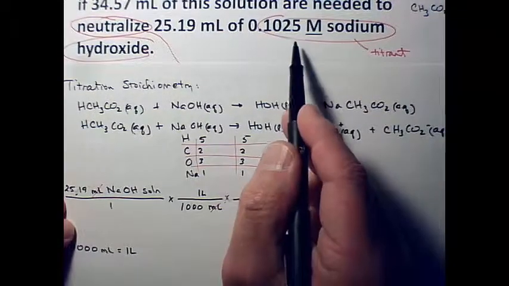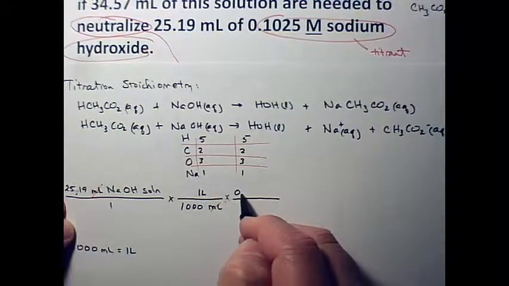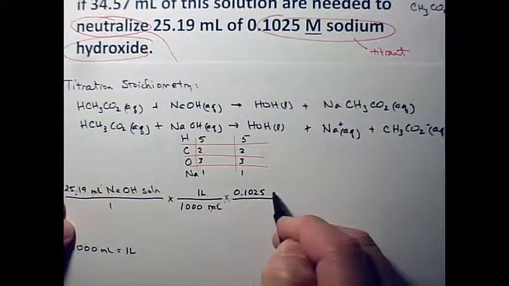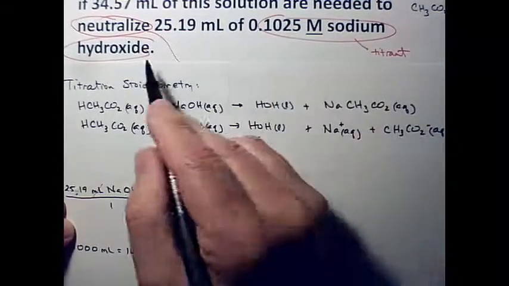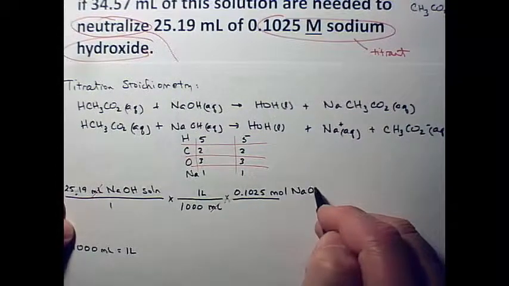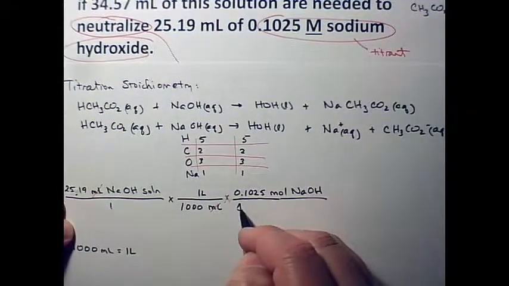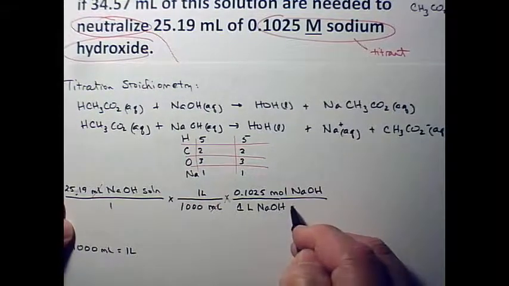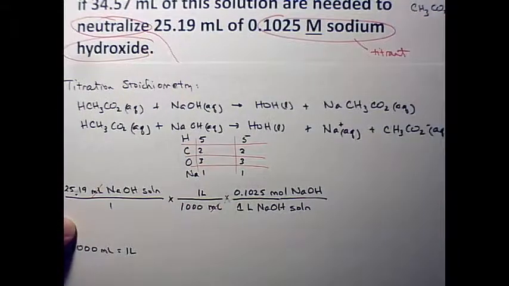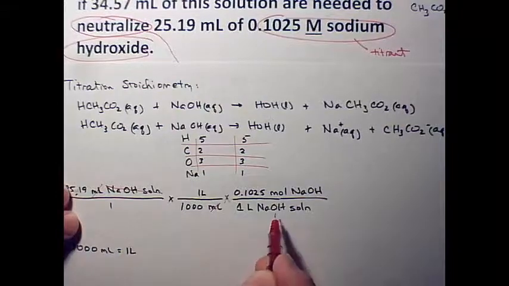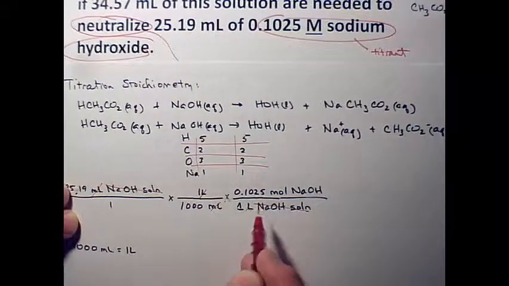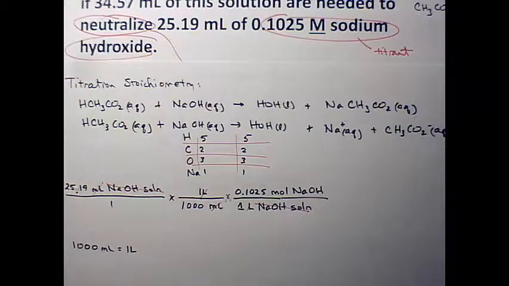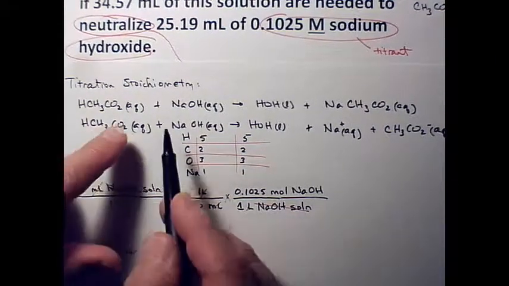And we know that molar concentration is moles of this species, sodium hydroxide, over 1 liter of that sodium hydroxide solution. Okay? All right, canceling as we go. Now we can cancel out sodium hydroxide solution and liters, and we're at moles. Once we're at moles, we can convert to moles of the other species, the one we're looking for, using what's in the balanced equation.